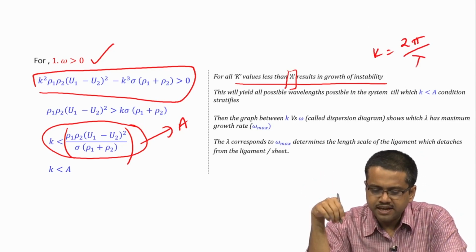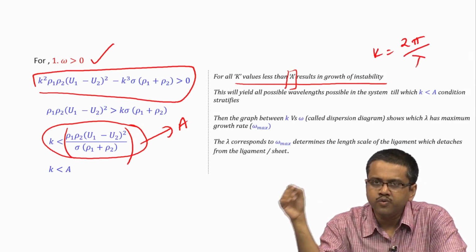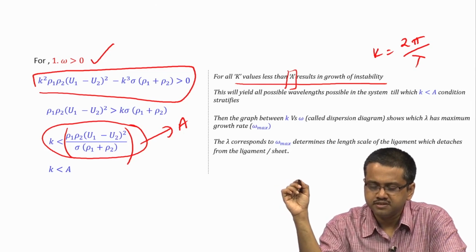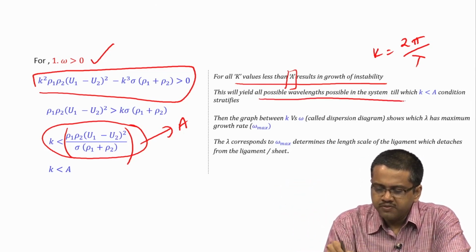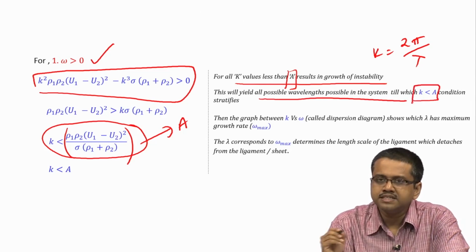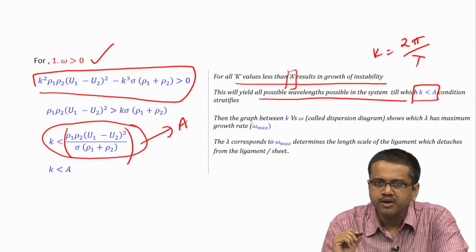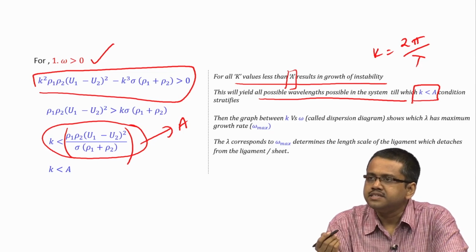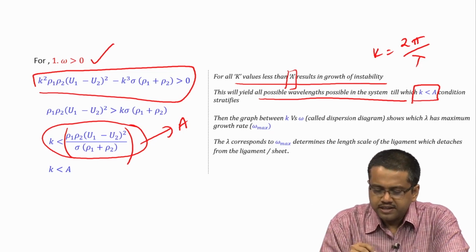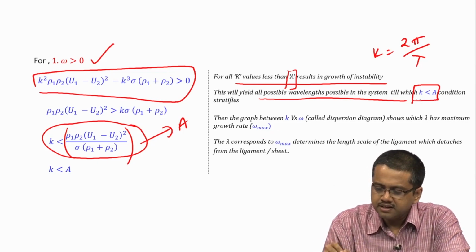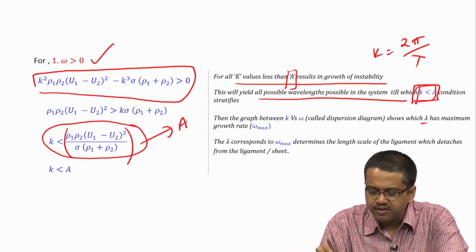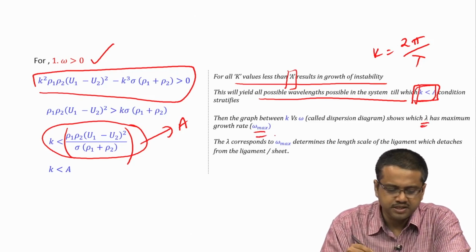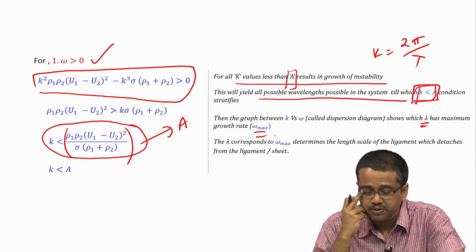When this is less than A, there is always a growth of instability. So any wavelength, all possible wavelengths which have value k less than A, will basically intensify. So this is the situation, k less than A. And there will of course be a lambda for which the growth rate is maximum, that is called the maximum omega, or the maximum growth rate.